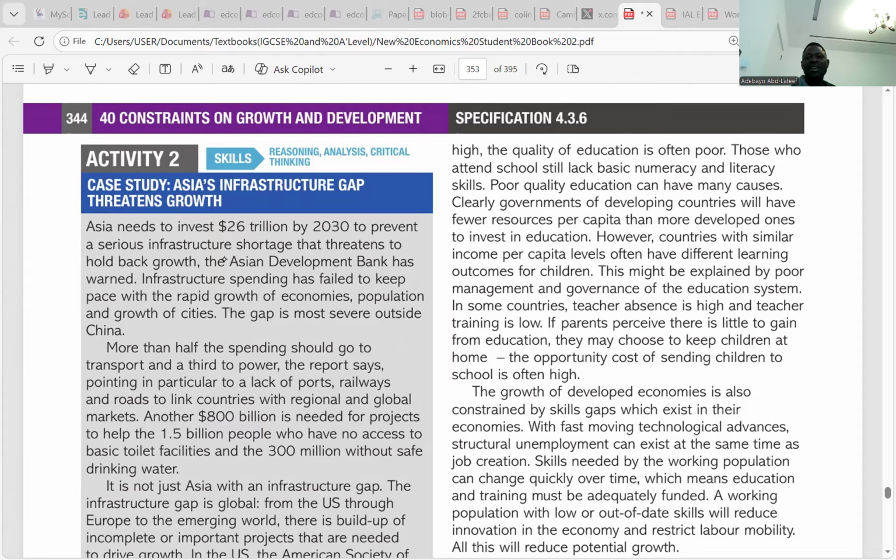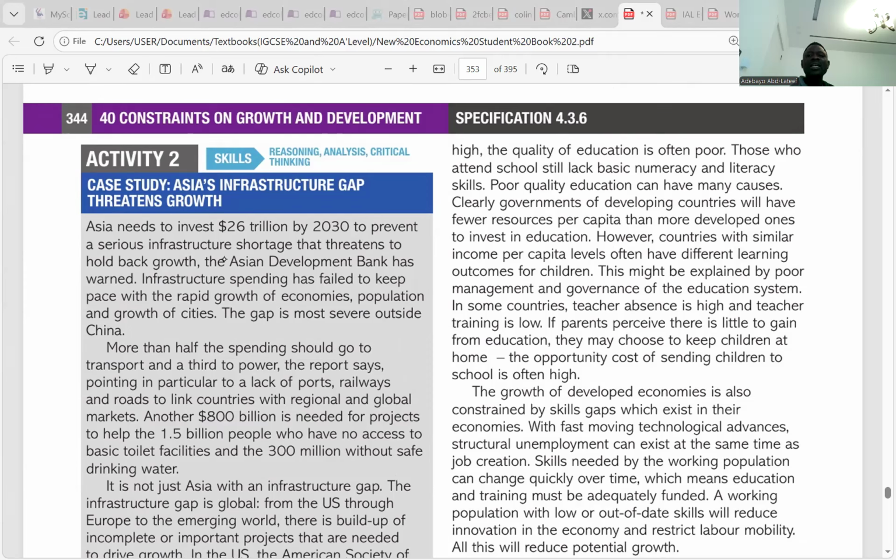Clearly, governments of developing countries will have fewer resources per capita than more developed ones to invest in education. However, countries with similar income per capita levels often have different learning outcomes for children. This might be explained by poor management and governance of the education system. And this will take us to the difference between good teachers and bad teachers, and good management too.